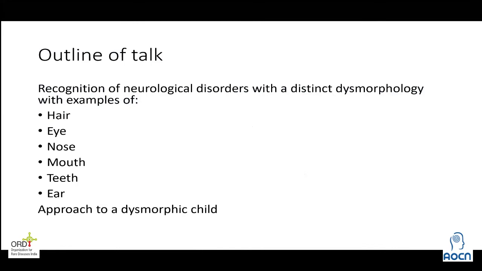So the outline of my talk is very, very simple. I'm just going to give a few examples starting from the top of the head. That's the hair, eye, nose, mouth, teeth, ear, and then just talk about how we approach a dysmorphic child.